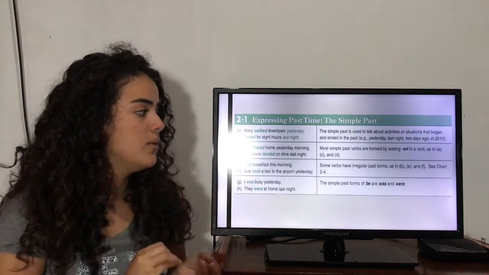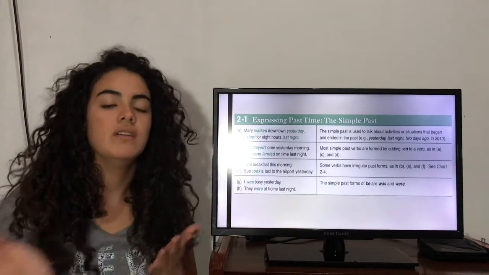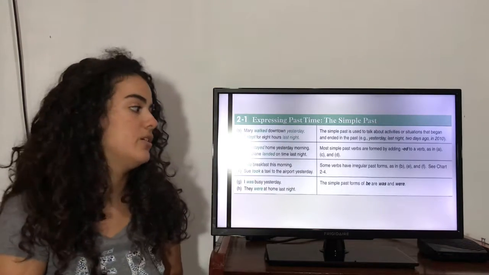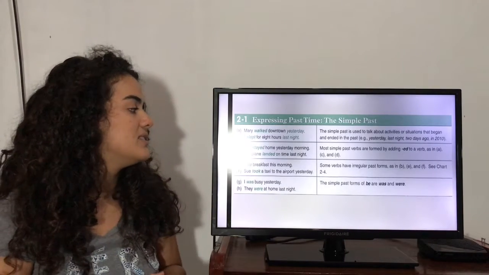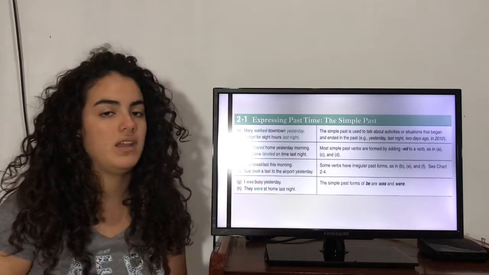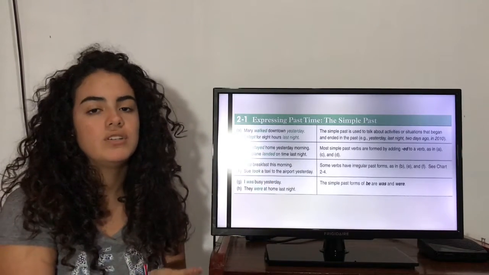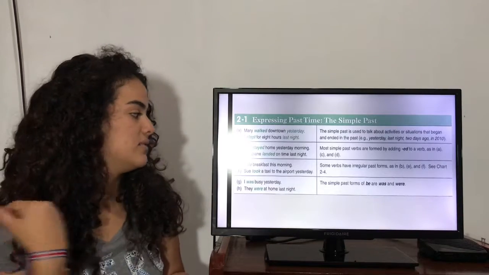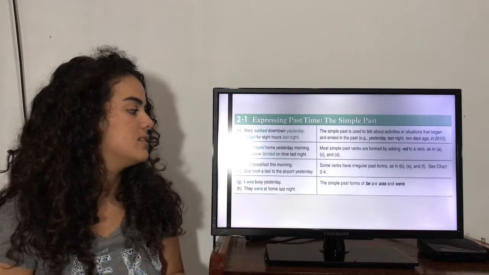And most simple past verbs are formed by adding just ed. Most of them. Some others are irregular forms that we are going to see. So we can say Bob stayed home yesterday morning. So we put an ed, and that converts the verb into past. Or our plane landed on time last night.